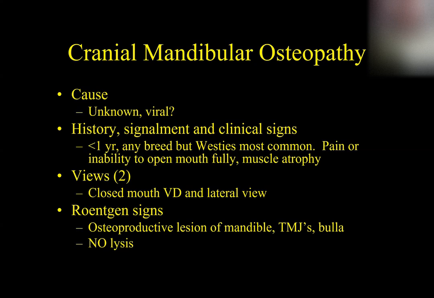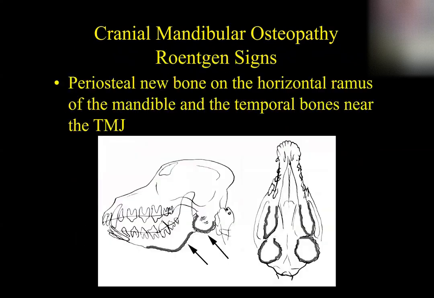You only need two views, a VD view and a lateral view. And what do you see with this? Here's a lateral view, here's a VD view. You see bony production along the ventral aspect of both right and left sides of the mandible. Sometimes it can extend caudally all the way around the middle ear, which is called the tympanic bulla, on both sides. And sometimes it can go up and involve the temporomandibular joint as well. Especially if it involves the temporomandibular joint, the dogs can't open their mouth.